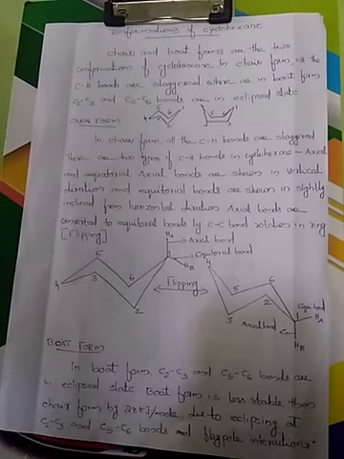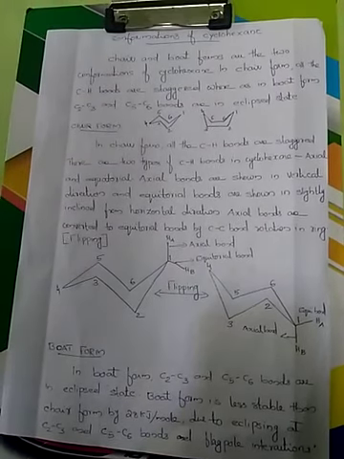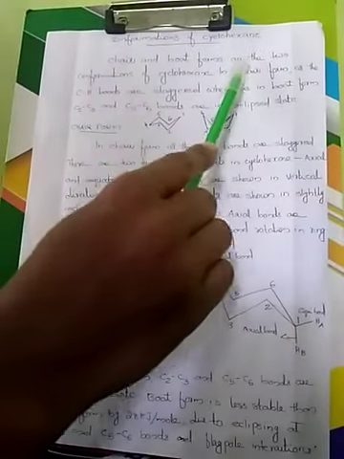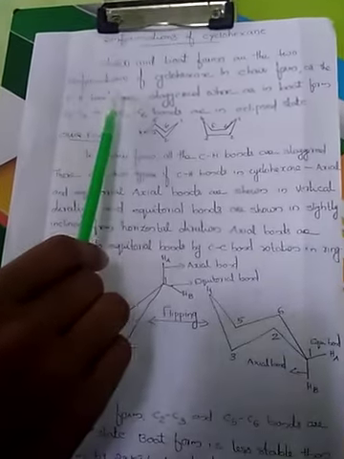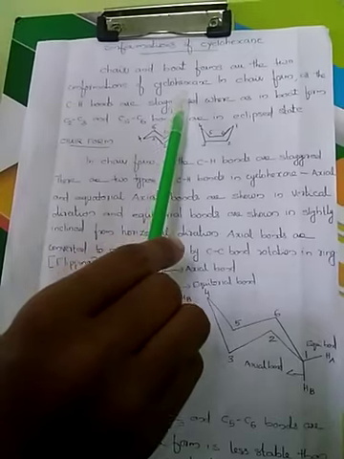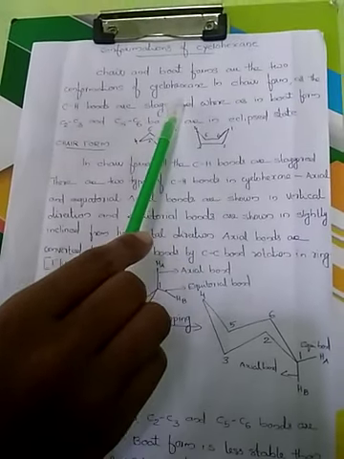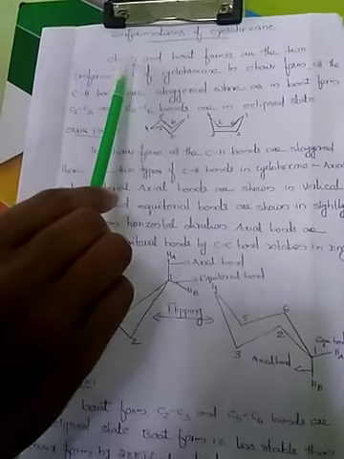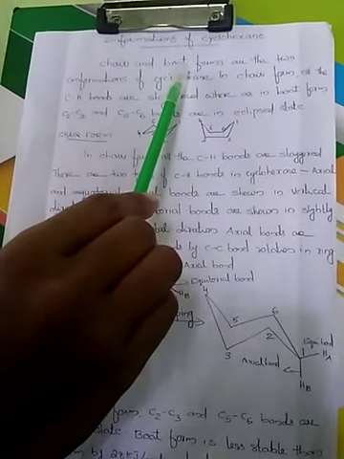Today we are discussing the last topic of stereochemistry, that is conformations of cyclohexane. Chair and boat forms are the two different conformations of cyclohexane. So you can see the cyclohexane in two different forms. First one is chair form, second one boat form.